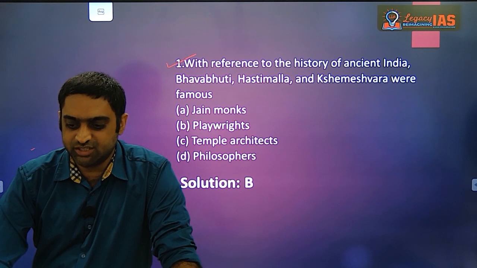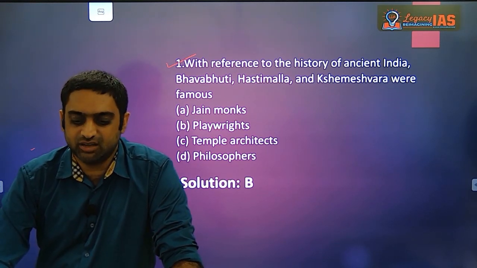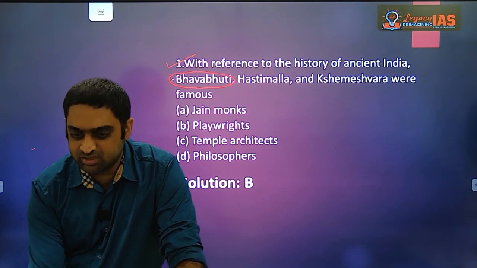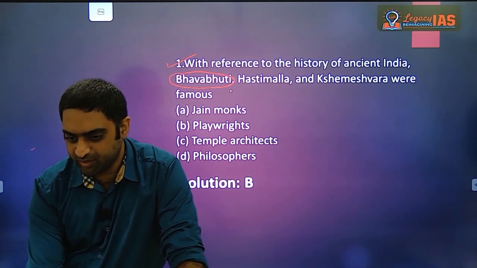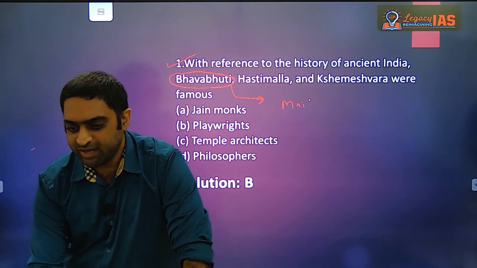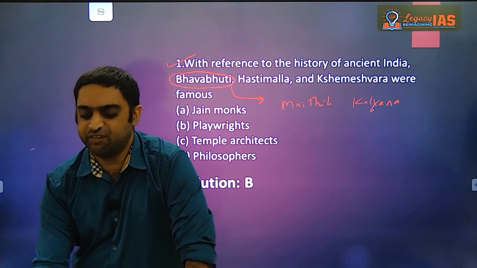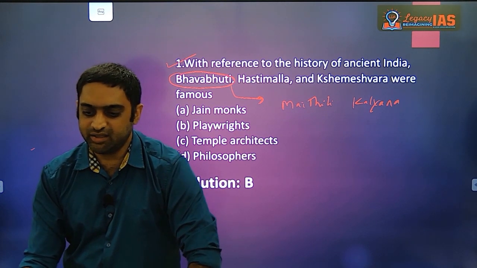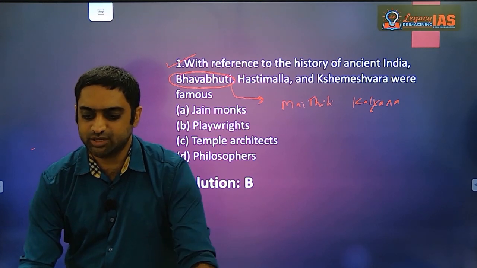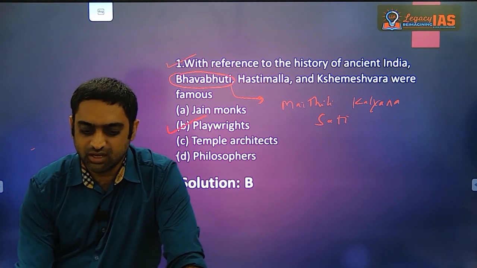Bhavabhuti, Hastimalla and Kshiraswara were famous Jain monks, playwrights, architects and philosophers. So Bhavabhuti, they were all very famous playwrights, and Bhavabhuti had also written a very famous work called Maithili Kalyana. So this was a different version of Ramayana, and in this work Maithili Kalyana, he speaks about the marriage of Sita. So the first question answer is B.